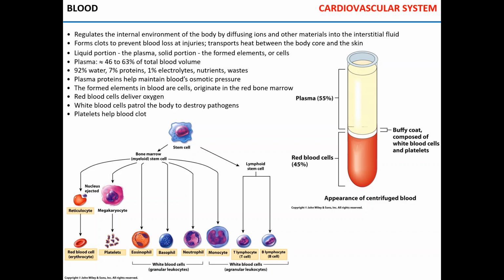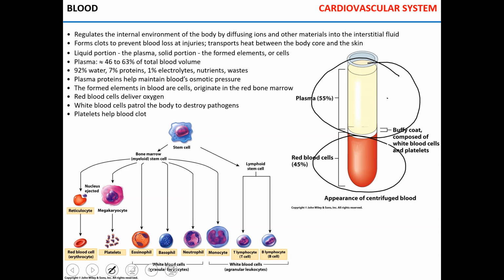Blood consists of plasma, and so this is plasma. This is formed elements. Plasma essentially is the fluid, mostly water, proteins, electrolytes, nutrients, and wastes. It helps to maintain so-called osmotic pressure of the blood.